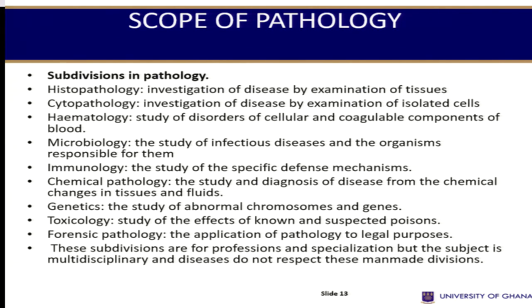Microbiology is the study of infectious diseases and organisms responsible for them. Immunology, the study of specific defense mechanisms. Chemical pathology, the study of disease that uses the chemical changes in the tissues and fluids. Genetics is when we look for abnormal chromosomes and genes to explain disease. Toxicology is the study of the effects of known and suspected toxins. Forensic pathology is when we apply all these methods that we have mentioned previously to legal purposes.